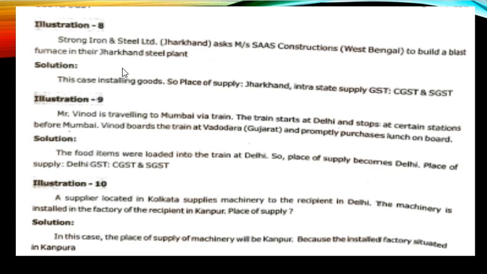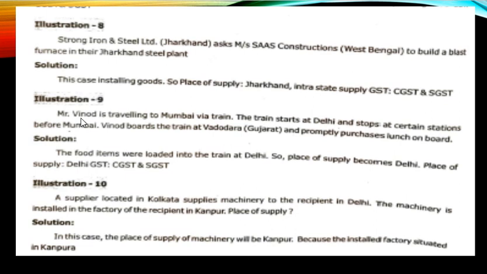So now we need to look into the place where the installation is being made. It is to build a blast furnace in their Jharkhand steel plant. So they want their blast furnace to be built in their place. So the service receiver is in Jharkhand and the supplier is in West Bengal. Where is the actual activity taking place, or where is the installation actually happening? That is in the buyer's state itself. So the receiver and the place at which the installation is made are in the same place. So the GST which is applicable will be CGST and SGST.